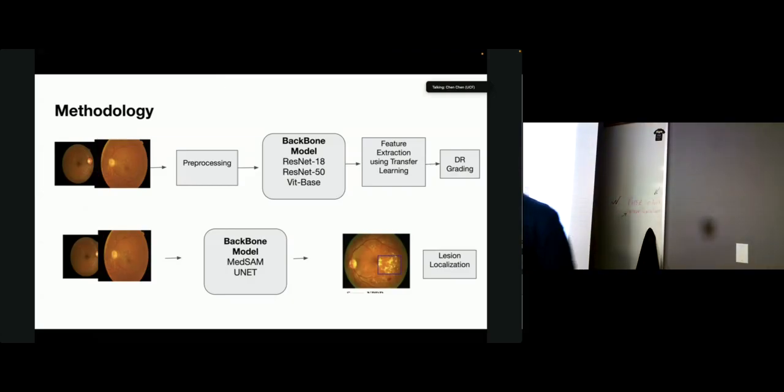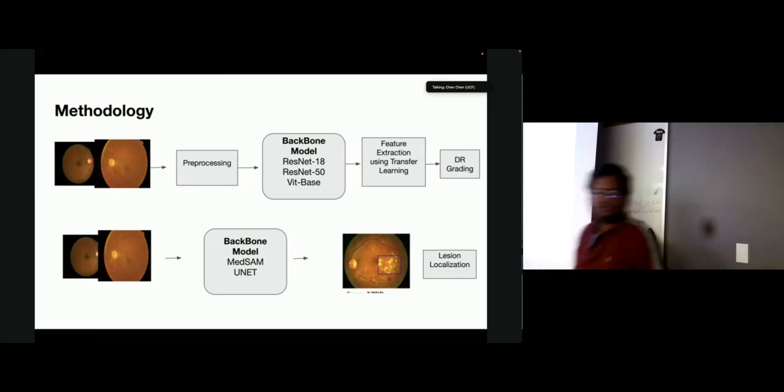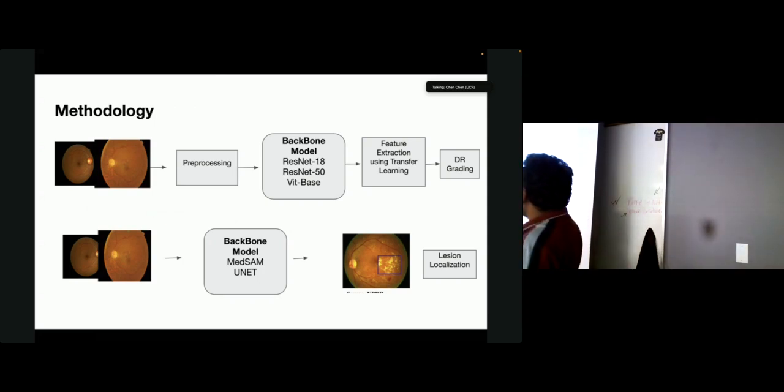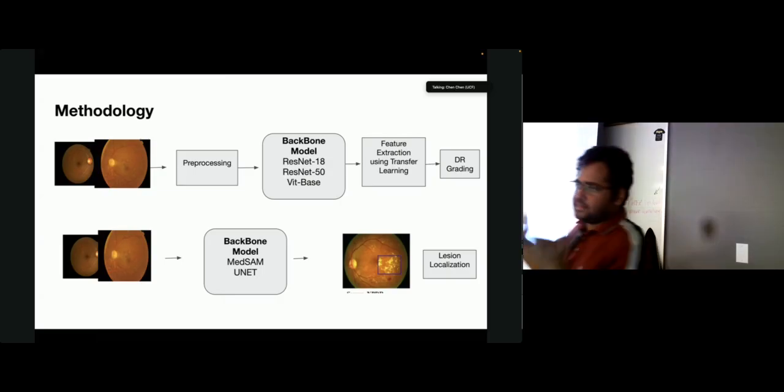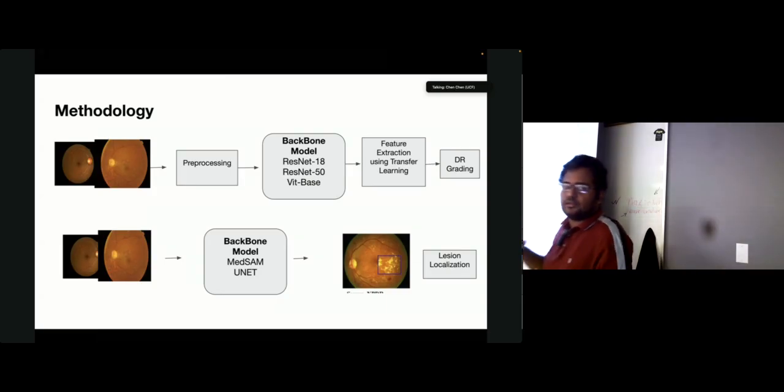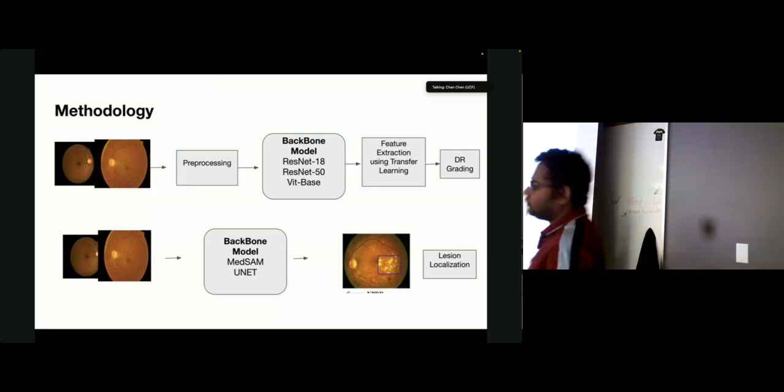Yeah, thank you, Mukul. So basically, the methodology shows the basic idea of what we want to do. We have some preprocessing and a backbone model architecture like ResNet 18 and 50. Other groups also said this. We are using feature extraction as transfer learning, and then we can do the DR grading for the first part.